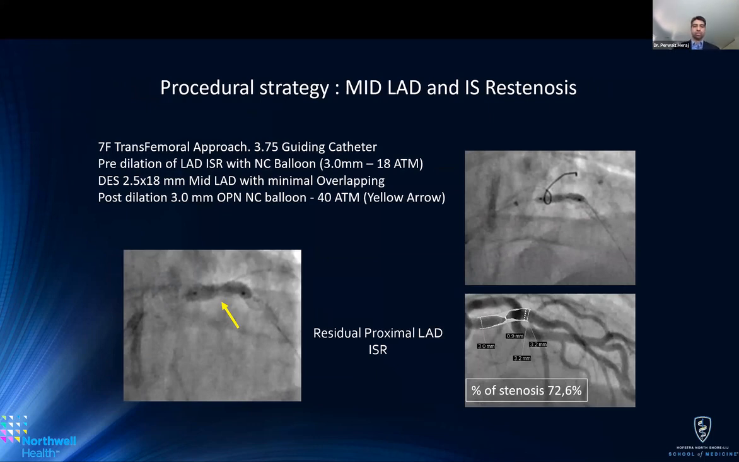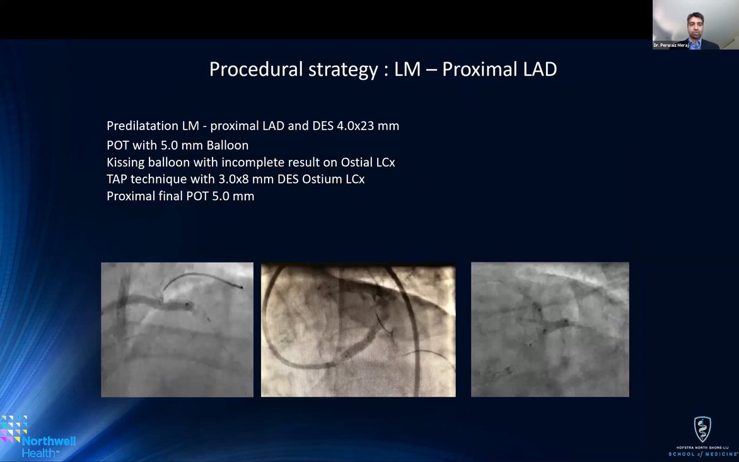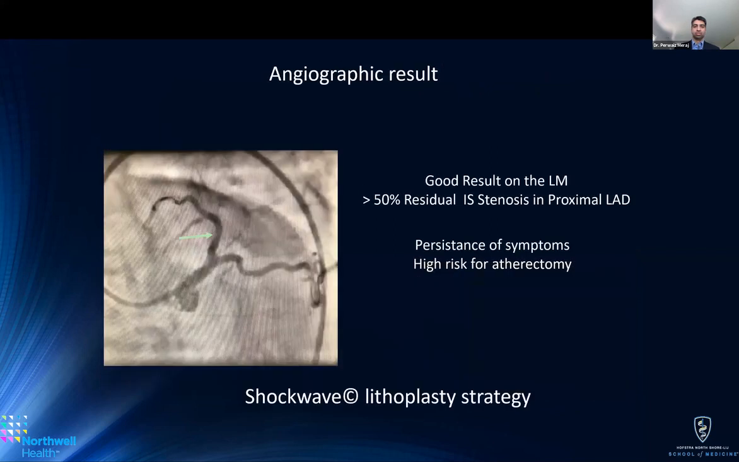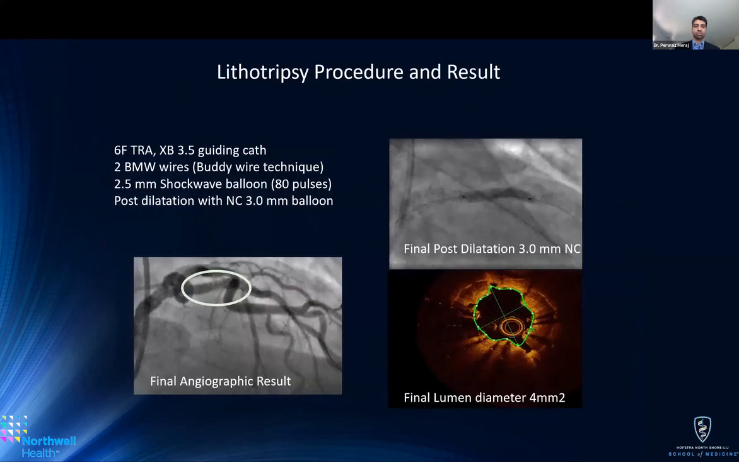Therefore, what was done was we took a lithotripsy balloon, a 4 mm lithotripsy balloon. It was placed in the area that was underdeployed in the stented area. The pulsations were initiated. Final post-dilatation was performed, and then obviously the left main was finalized. And you can see here a very good angiographic result with both the LAD and the left main. You can see here a minimal residual stenosis at the final lumen diameter.